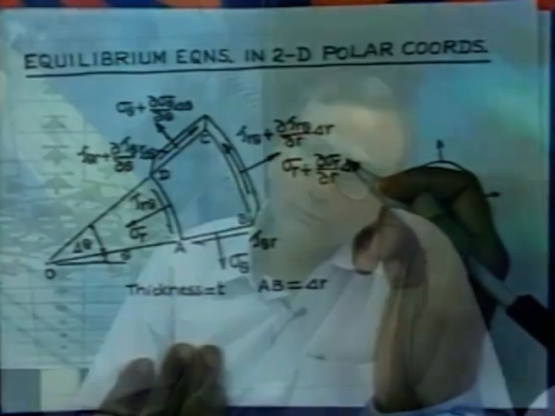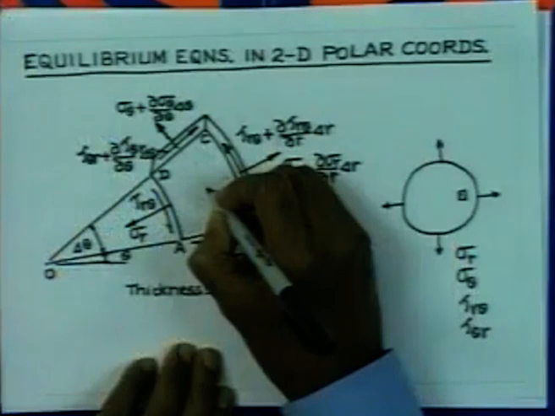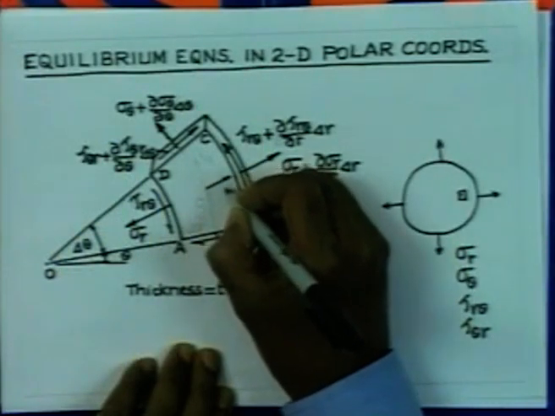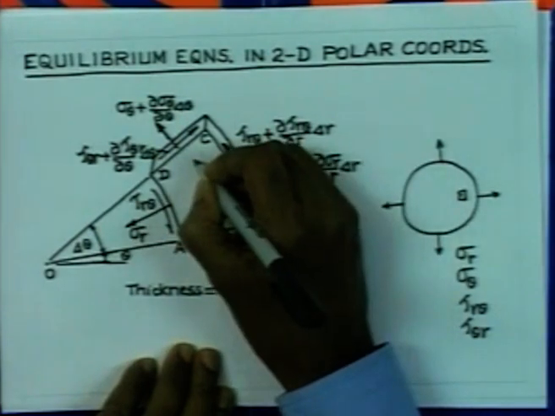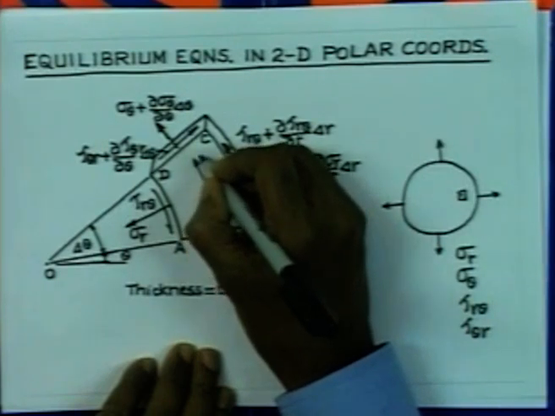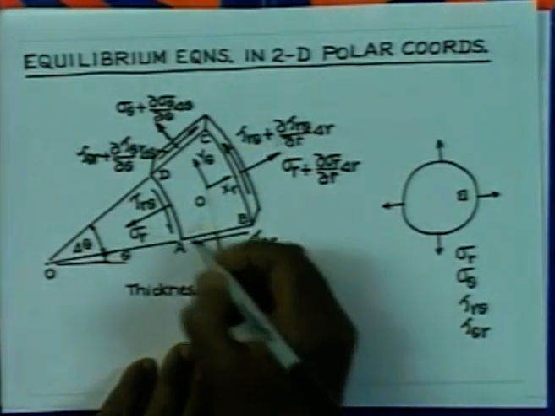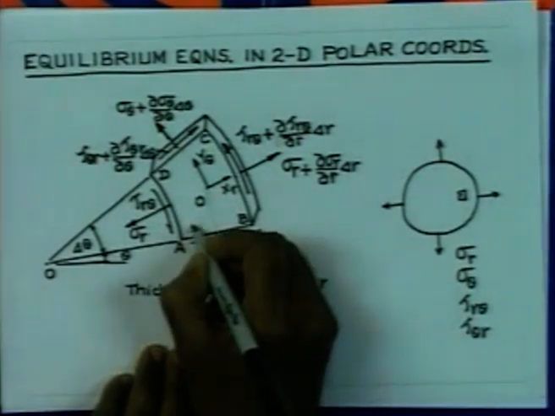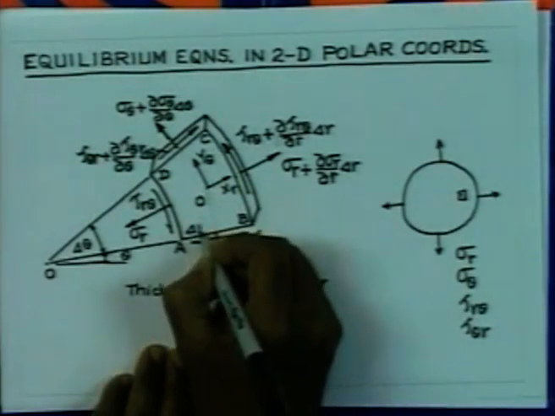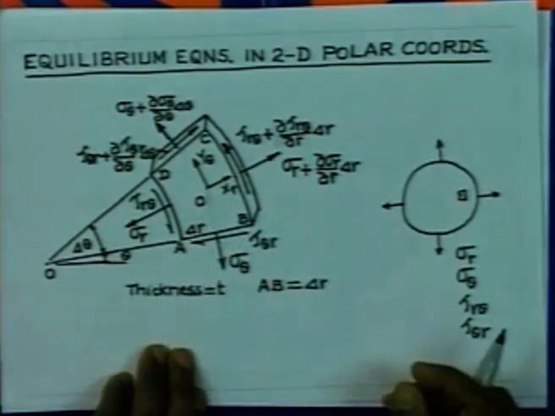On top of this, we can also have body forces, and these body forces we would like to represent by the components in the radial direction by X_r and the tangential direction by Y_theta, and let us say that the center of this element is O. AB is delta r. So, let us show it here.